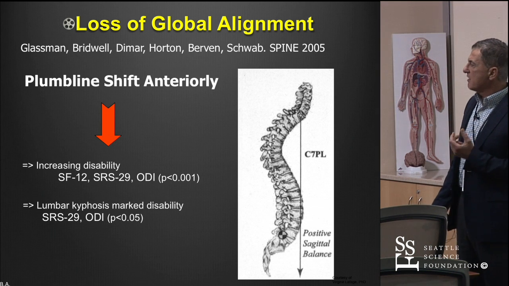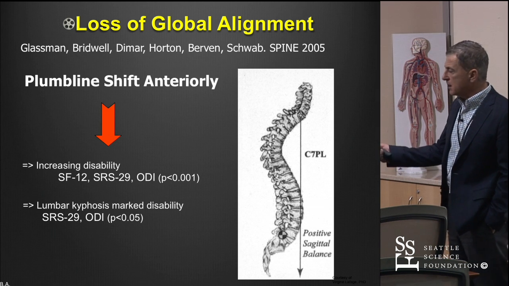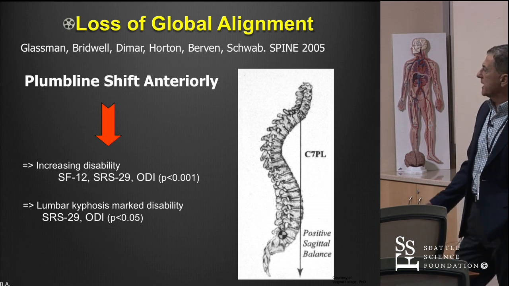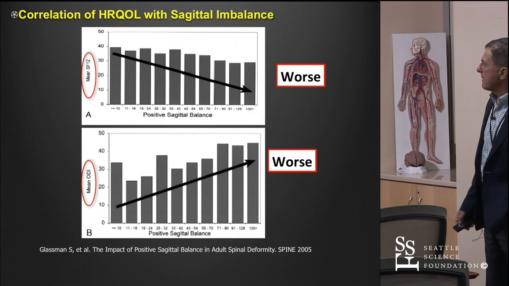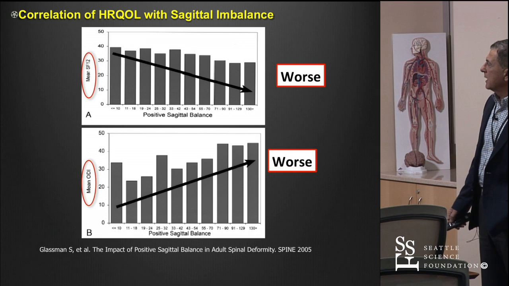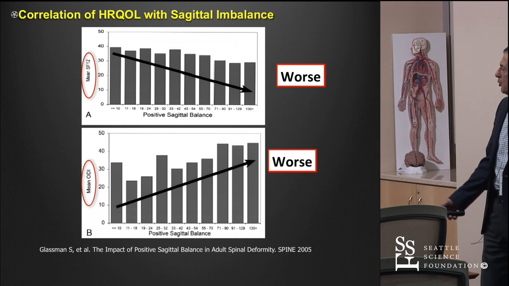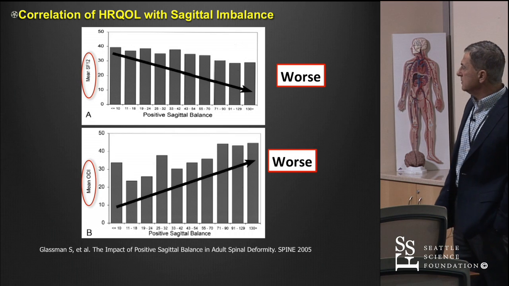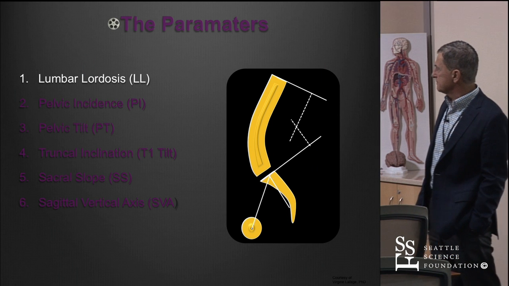And so if you have more lumbar kyphosis, it's also associated with more disability, looking at the SRS-29 and ODI. And as you have more positive balance, you're going to have lower quality of life, so health-related quality of life, where your ODI increases with positive sagittal balance, and your quality of life decreases.